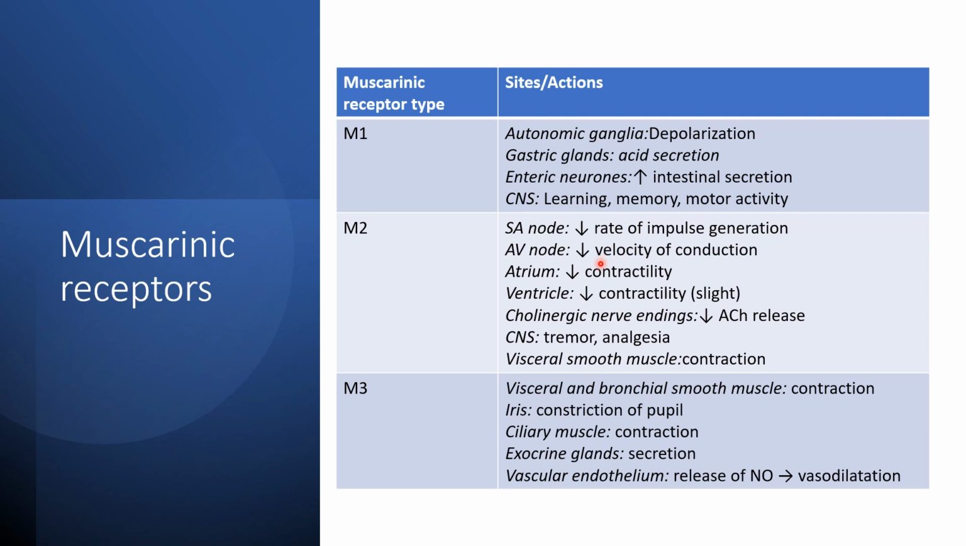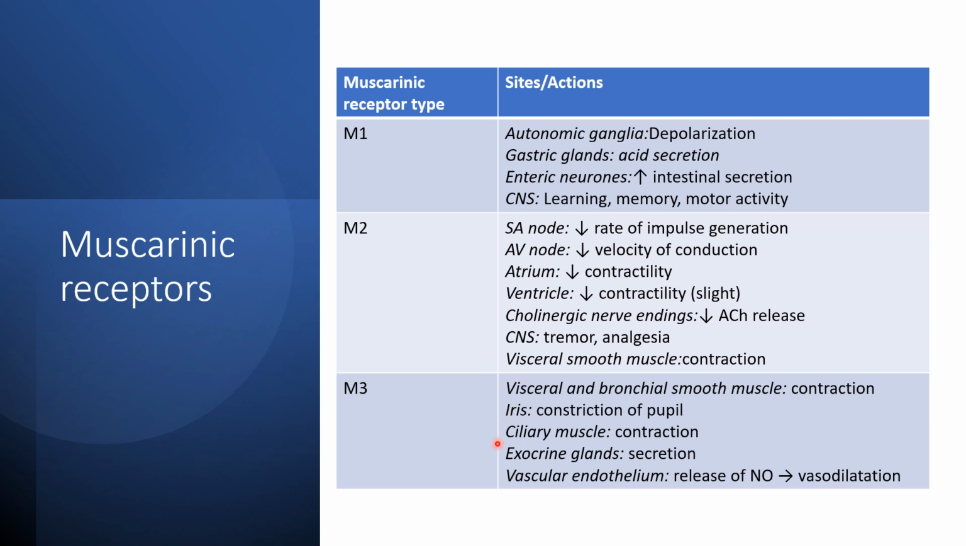M2 receptors are mainly present in the heart, where they decrease the rate of impulse generation in the SA node, decrease conduction in the AV node, and decrease contractility in the atrium. They have very minimal action in the ventricle because of very slight parasympathetic innervation. They act as an autoreceptor, decreasing acetylcholine release in cholinergic nerve endings. They cause tremor and analgesia in the central nervous system and also cause smooth muscle contraction. So these are the actions on M2 receptors.